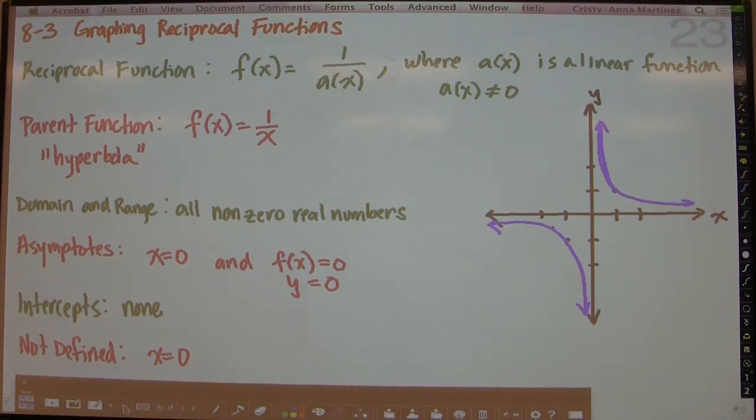Hello there, this is an Algebra 2 video. It's Chapter 8, Section 3, and today we'll be talking about graphing reciprocal functions.